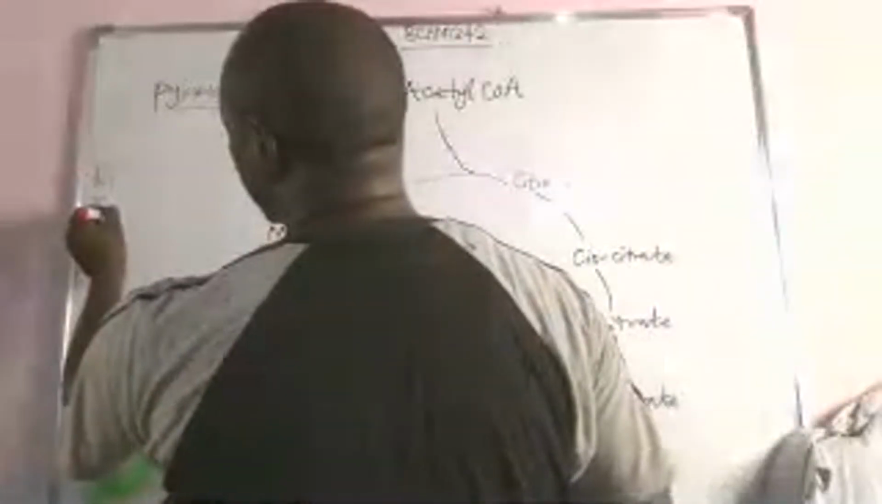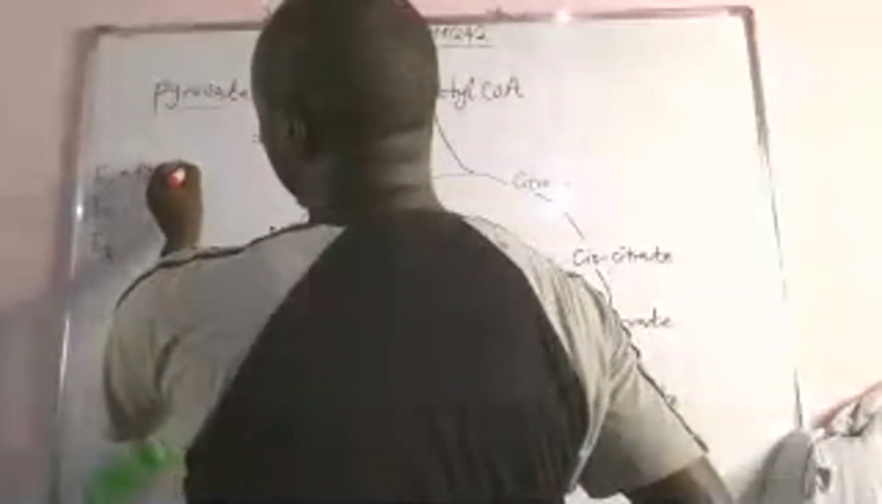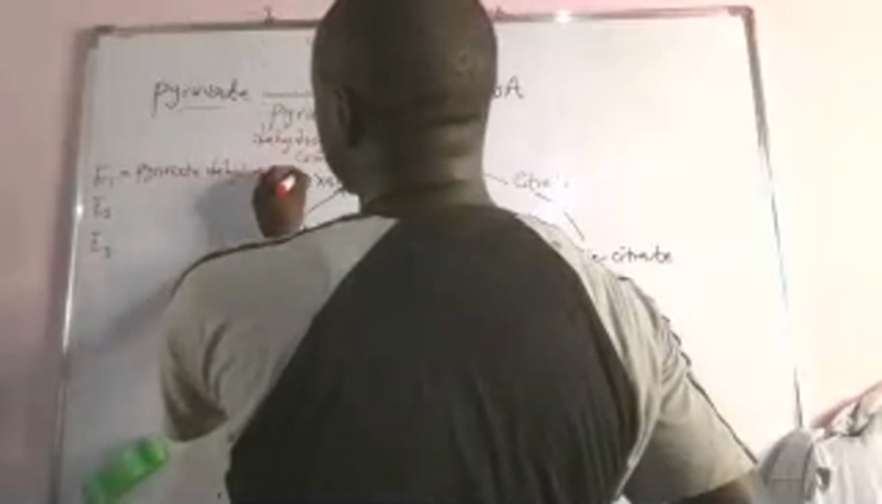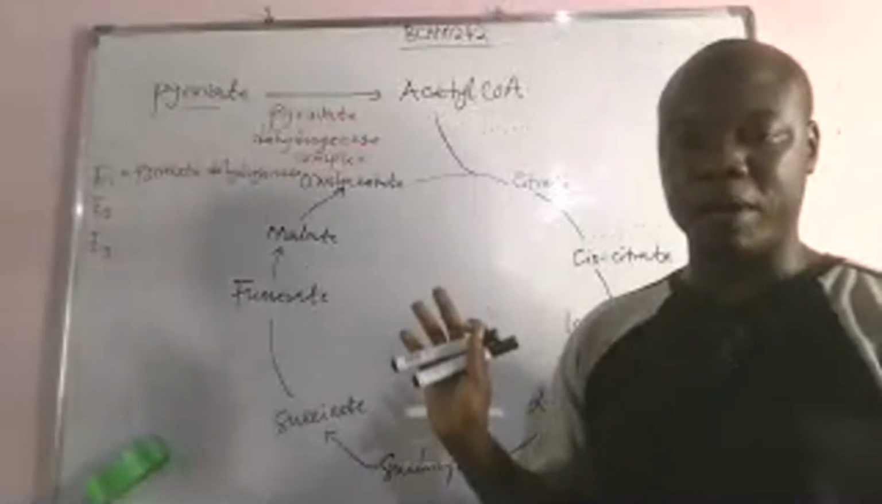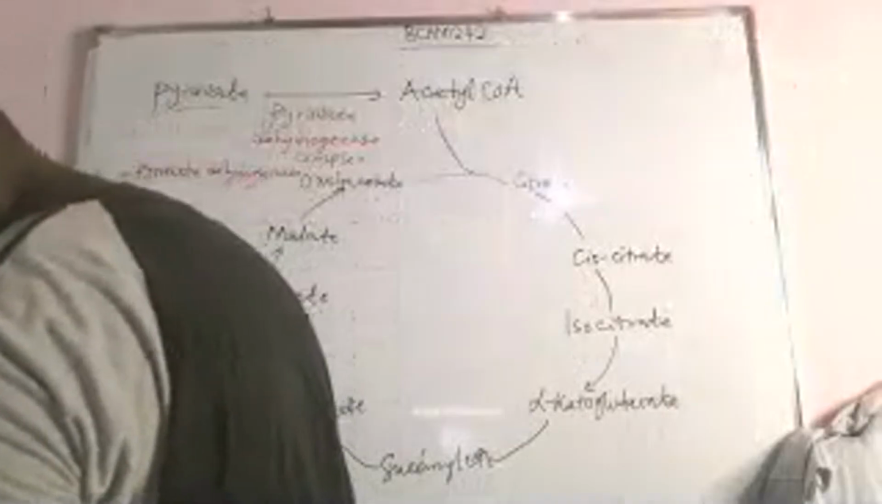So as I said, it is enzymes, and this complex includes enzymes E1, E2, and E3. Under this complex there are three enzymes. The first enzyme is called pyruvate dehydrogenase. That is the name of the first enzyme. And then the second enzyme under this complex is called transacetylase.